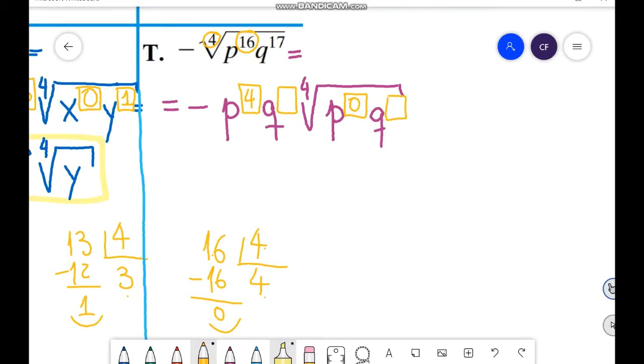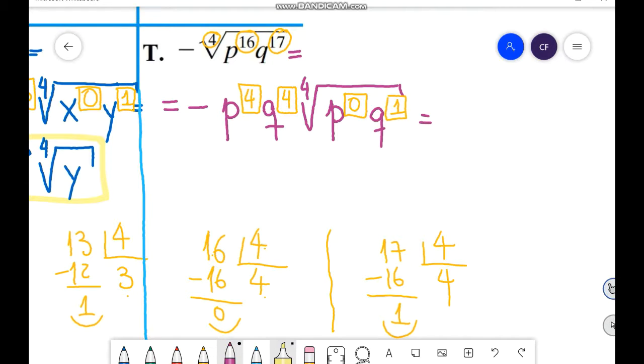Now for Q, you have 17 divided by 4 is going to be 4 as well. 4 times 4, 16. The remainder is 1. So here you have 4. And inside the root, you have the remainder 1. The answer is going to be negative P to the 4th, Q to the 4th, and 4th root of P to the power 0, Q to the power 1, just Q.